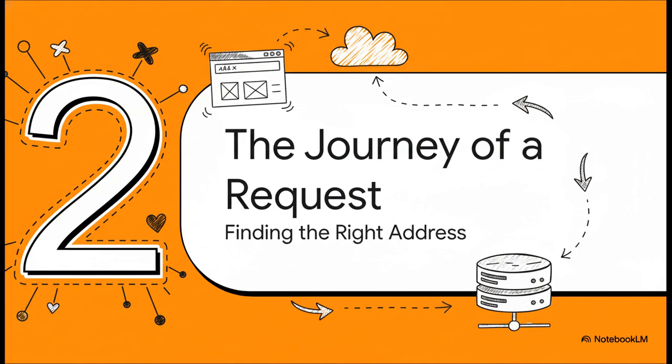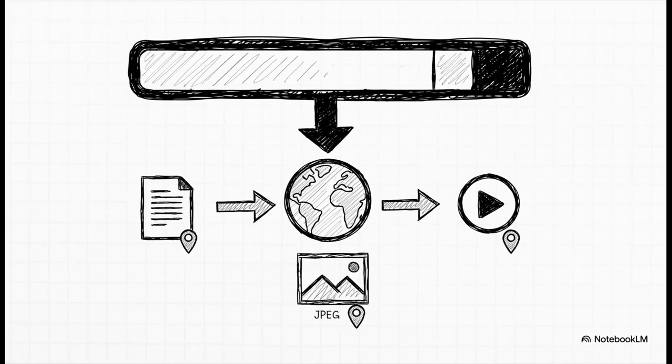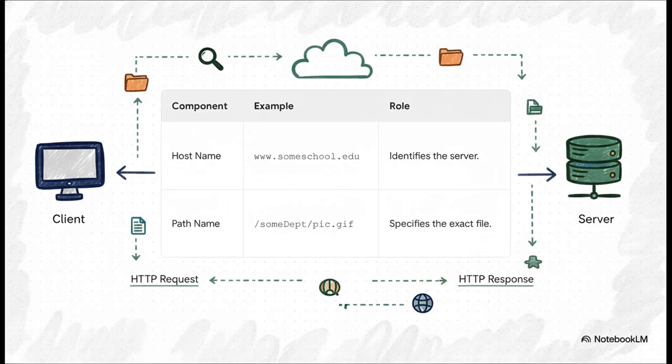So the client is ready to make a request, but how in the world does it know where to send it? You can't just shout it into the internet void and hope for the best. Just like sending a letter, a request needs a very specific, unique address. On the web, that address is the URL, the Uniform Resource Locator. Yep, that familiar line of text you see in your address bar. Every single thing you find online, from the web page itself to every little image and video on it, has its own unique URL.